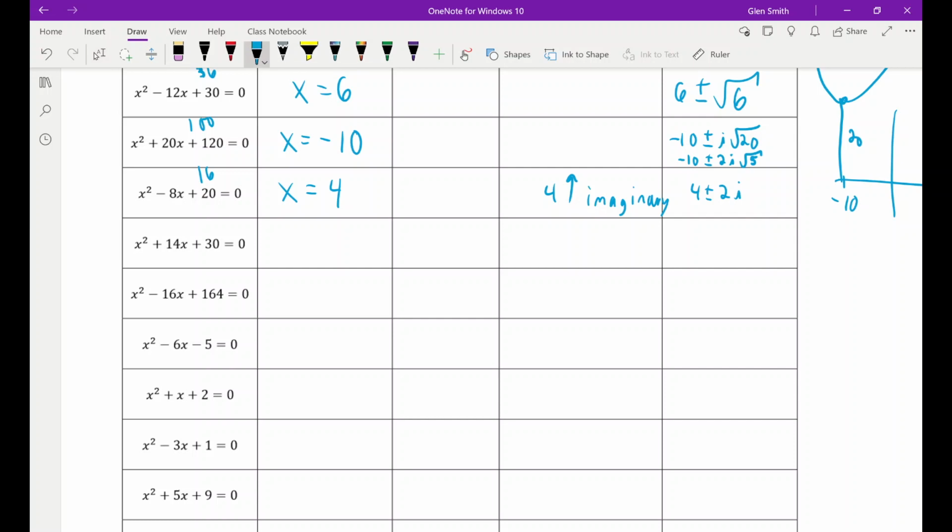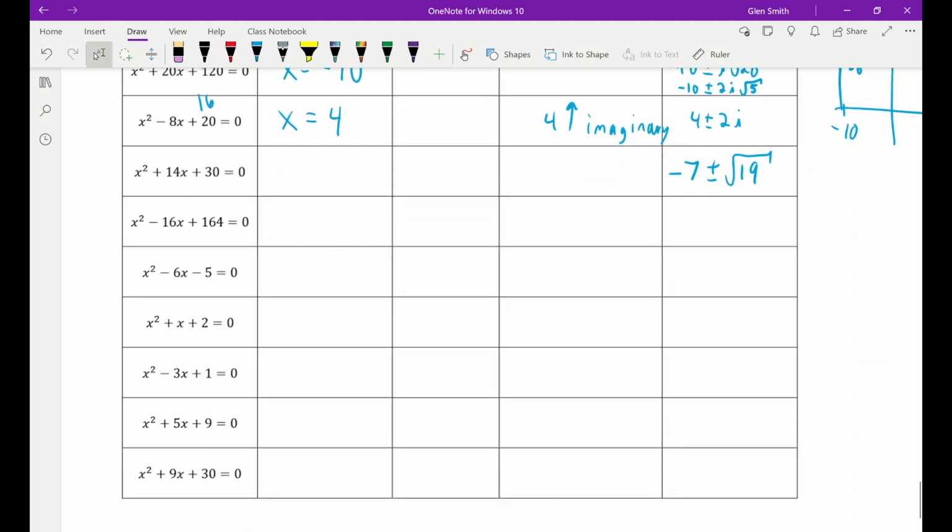The 14 lets me know this is -7 plus or minus. The 30 should be a 49. It's 19 too small, so it's down 19, which means we have real roots that are root 19 away from -7. All right. -16 here tells me that we should be centered at +8 plus or minus. This number should be a 64, but it's 164, which means it's 100 too big, which means it got shifted up 100, which means they're imaginary, and they're times the square root of 100, which is 10. So 10i.